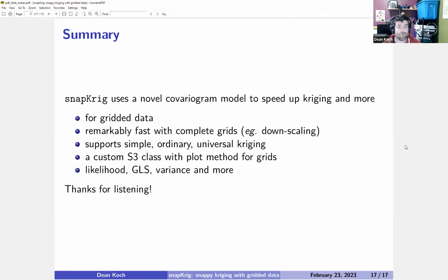We include support for simple, ordinary, and universal kriging. That just refers to how you're constructing the mean, and whether you're using covariates. And it includes its own custom S3 class for grids with a handy plot method and much more. So thank you all for listening, and please let me know if you have any questions.